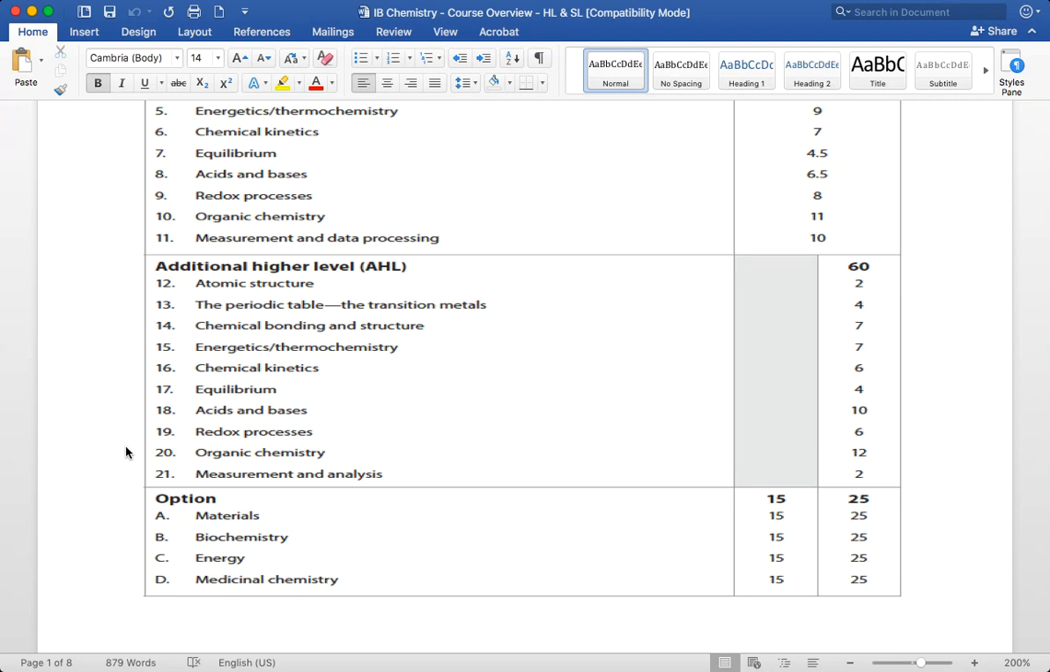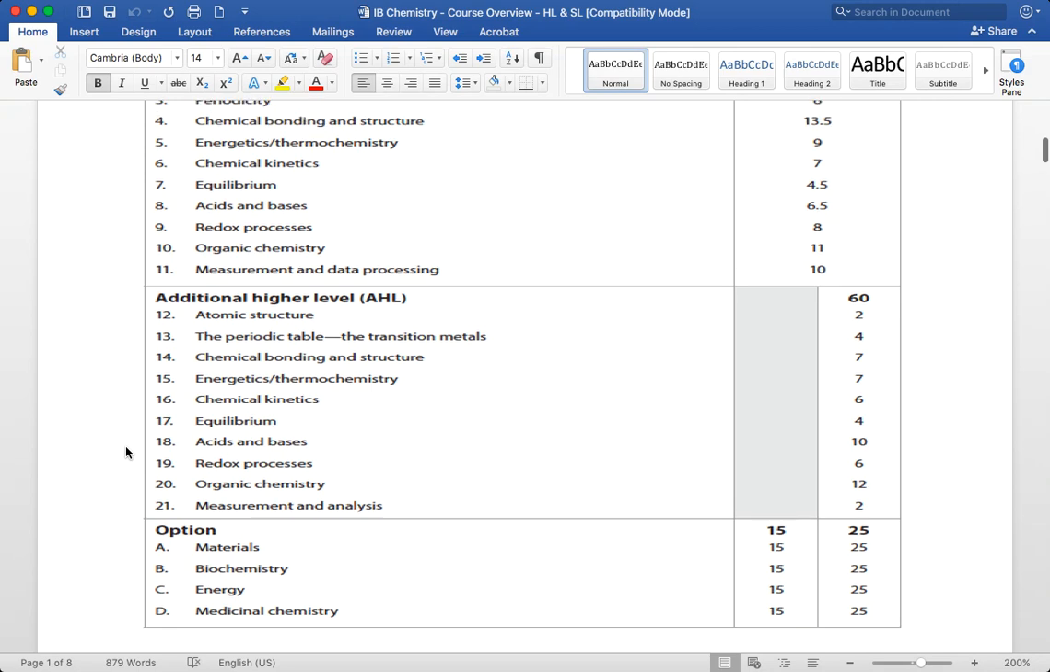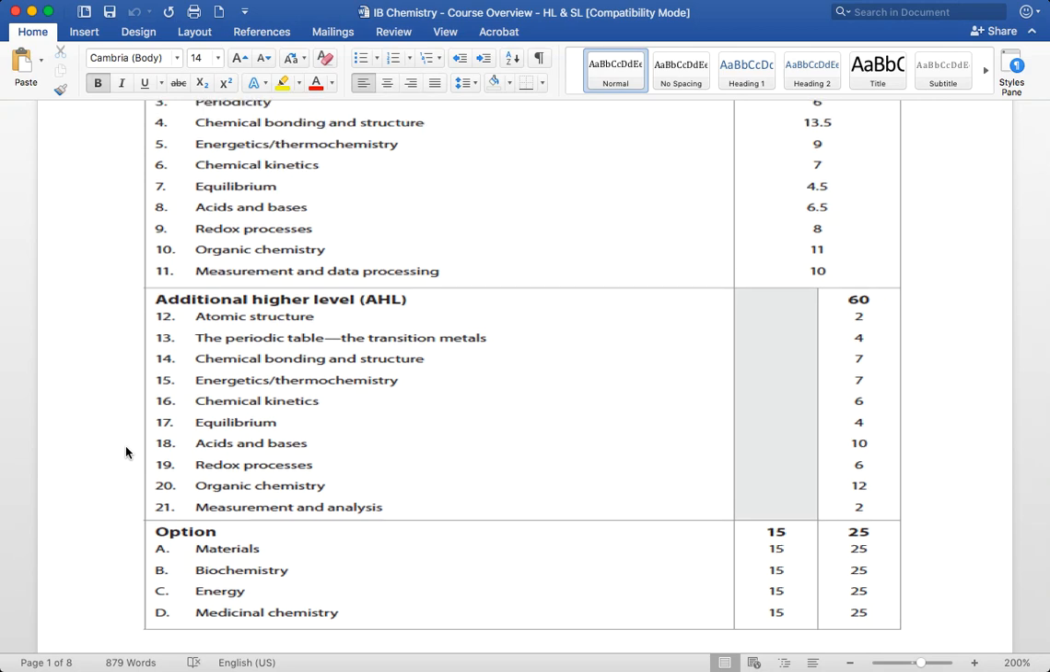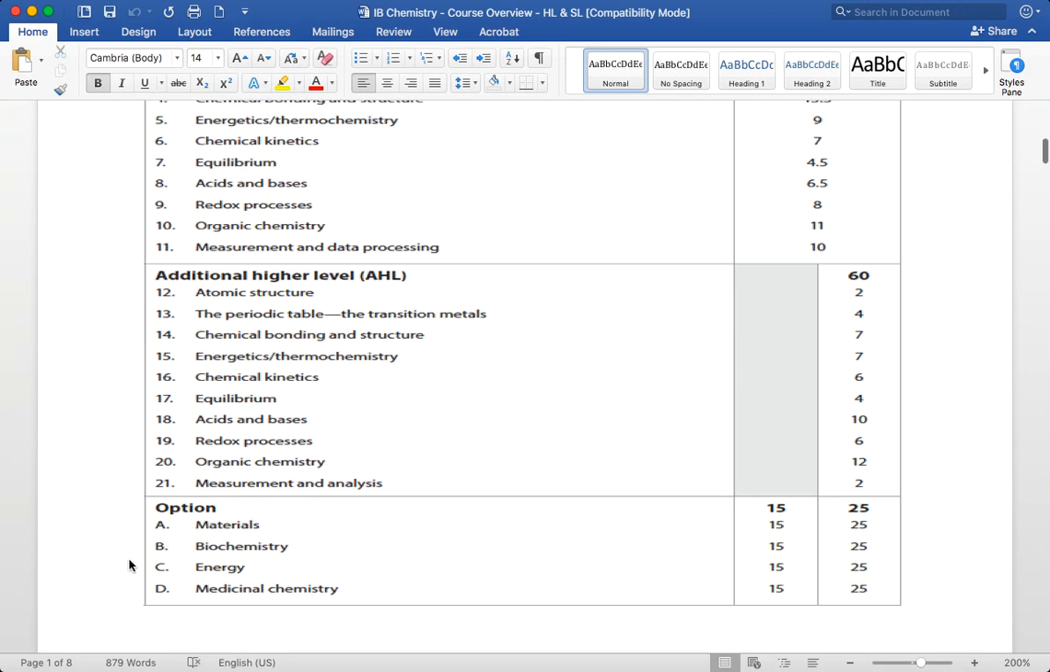At this point, I've had students do biochemistry, I've had students do energy, and I've also had students do what turned into medicinal chemistry when we were on the previous syllabus of the IB. So you will pick one. You personally will cover one of these topics. It's sort of like an extra chapter where you get a little bit of choice in what extra chapter you cover. So materials looks at things like plastics and metal alloys and semiconductors and things like that.